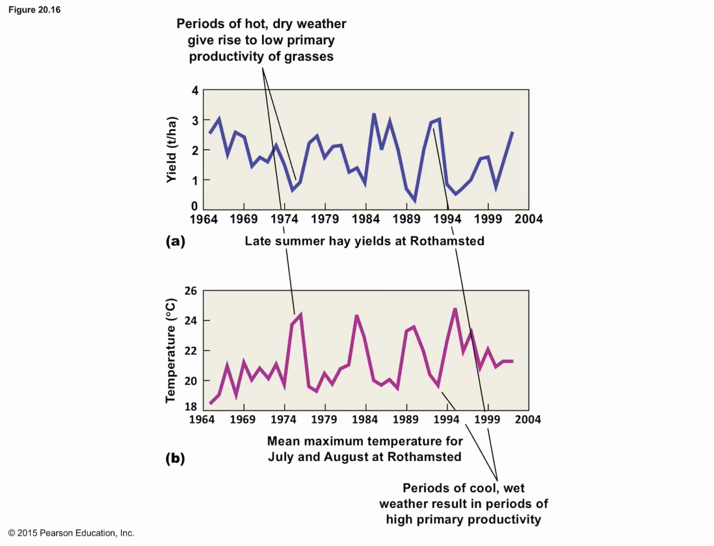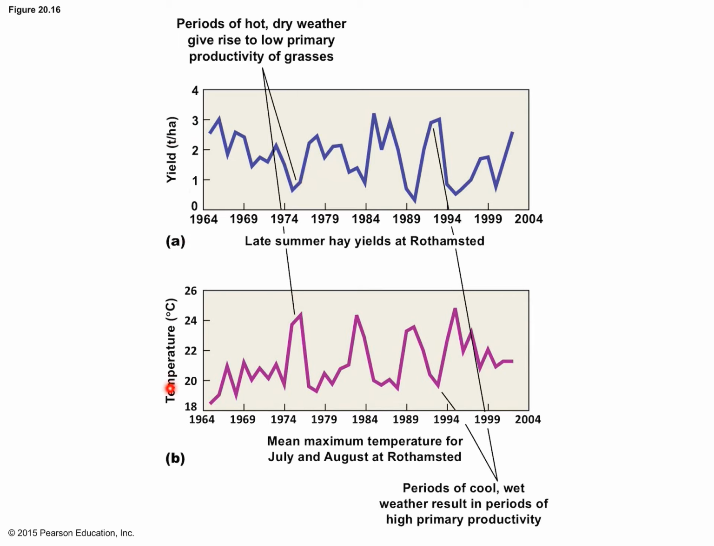And so here's some of that data. So here you can see 1964 up to 2004. Here we have the yield in tons per hectare. So you can see it does vary quite a bit, anywhere from a little less than 1 ton up to 3 tons per hectare. That's a dramatic change. But here we have, for example, periods of very hot, dry weather, which give rise to low primary productivity of grasses.